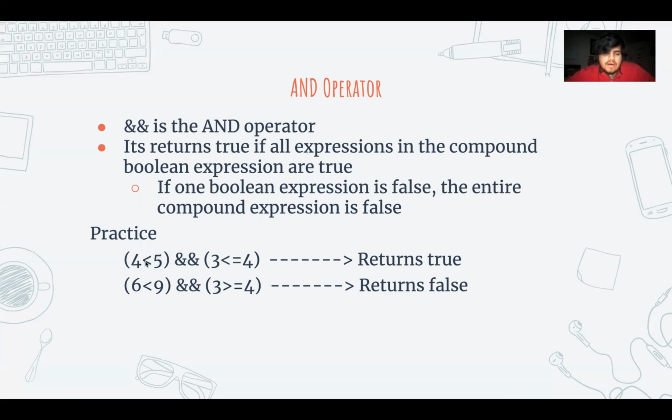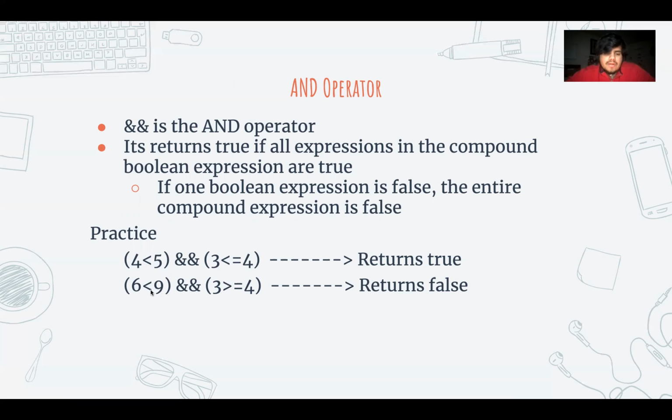So it's 4 less than 5. Yeah, that is a true statement. Is 3 less than or equal to 4? Yes, that's a true statement. Since both of these are true statements, this returns true. Sorry, I said false, it returns true because both expressions are true. So both expressions have to be true in order to return true.